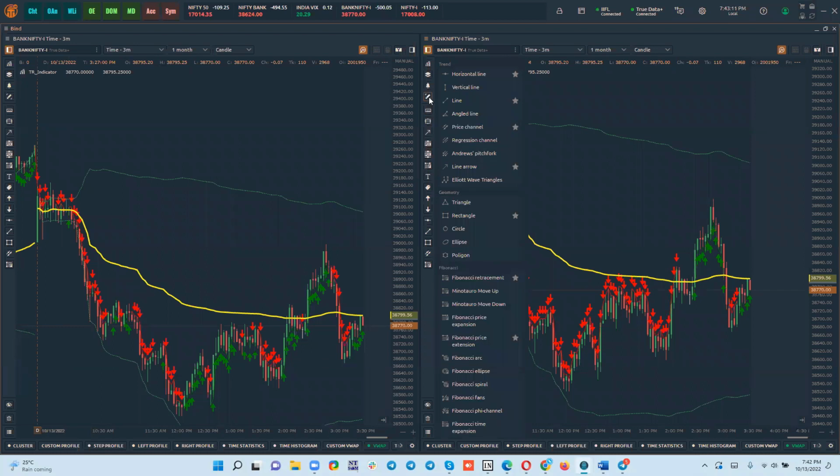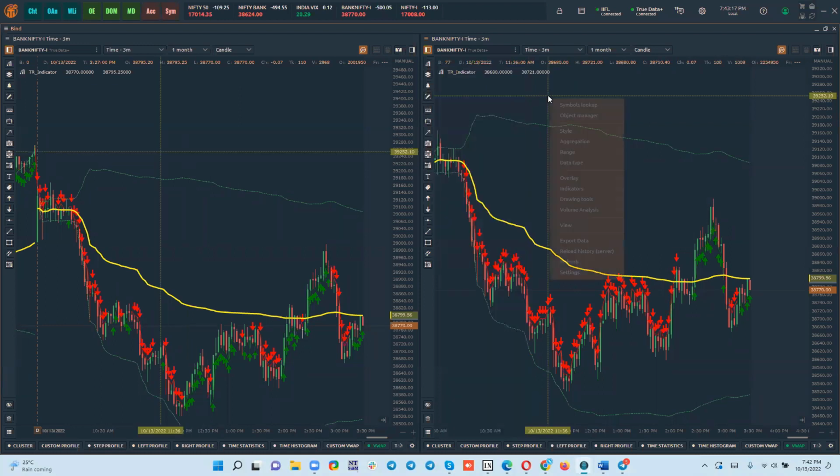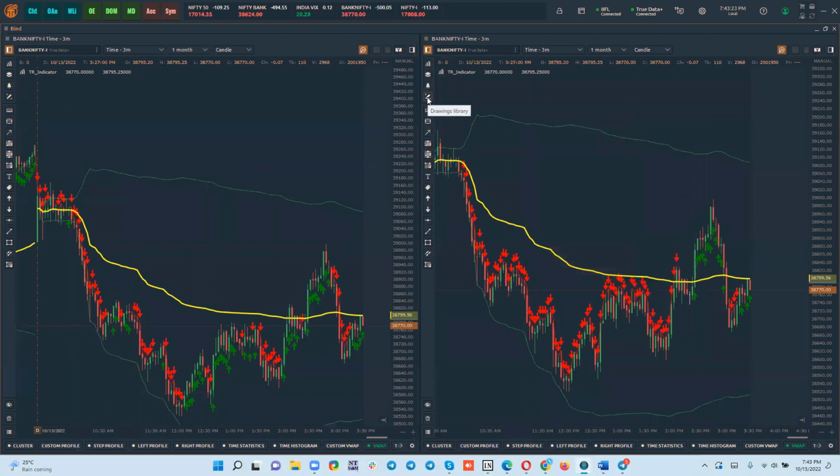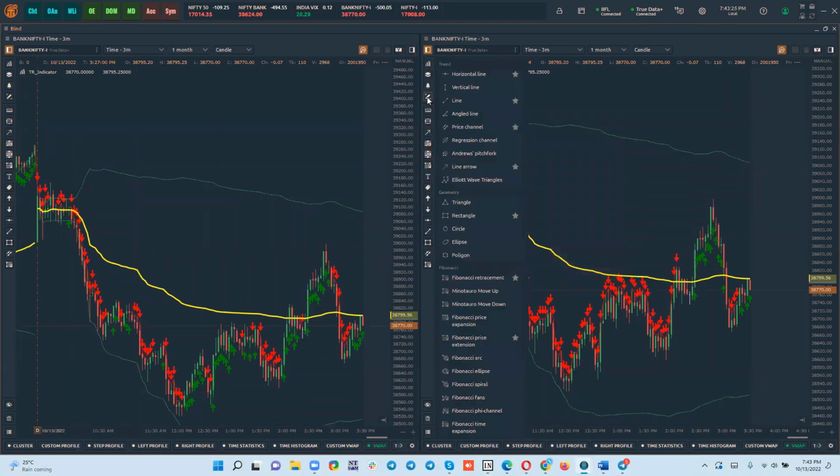Okay, so it's simple. Here you click here, right? If you click, there are 2 ways to do it. One is you right click here, you get the drawing tools. Otherwise, you just click here, you get the whole drawing tool library. If you want to add one into favorites, just click on the star.